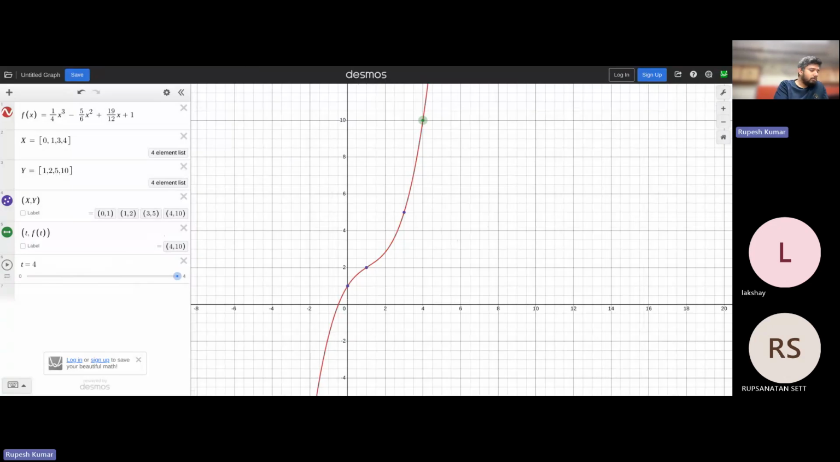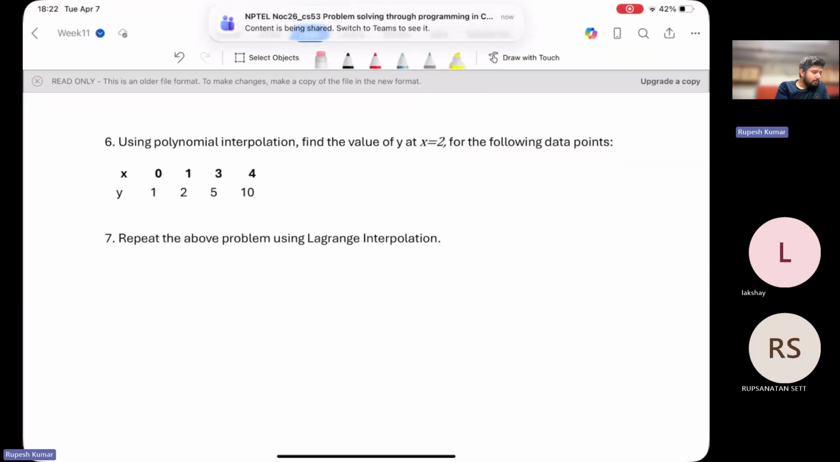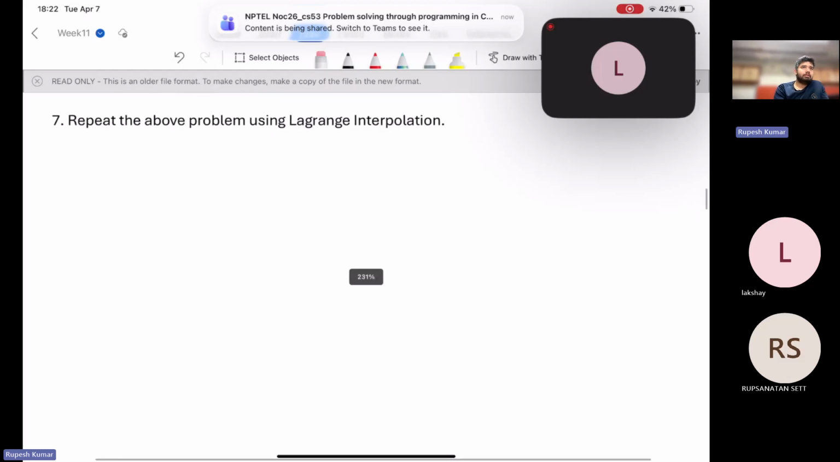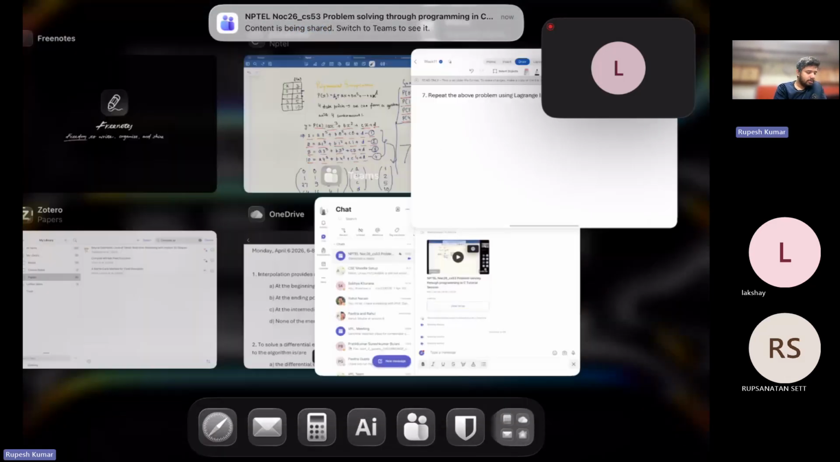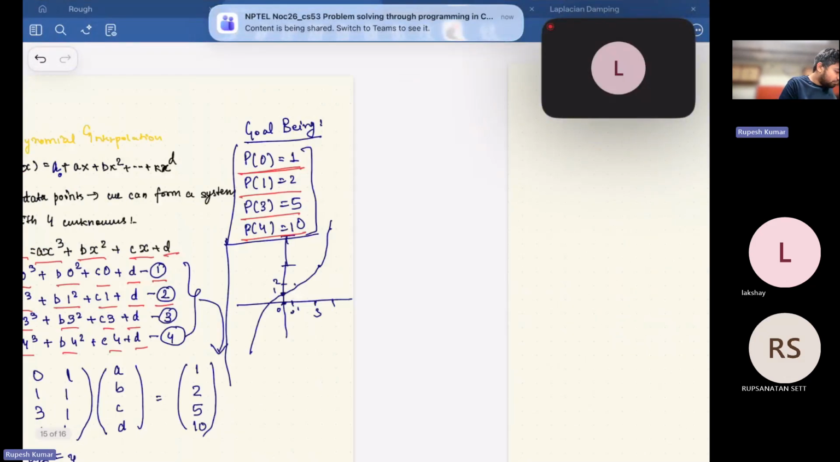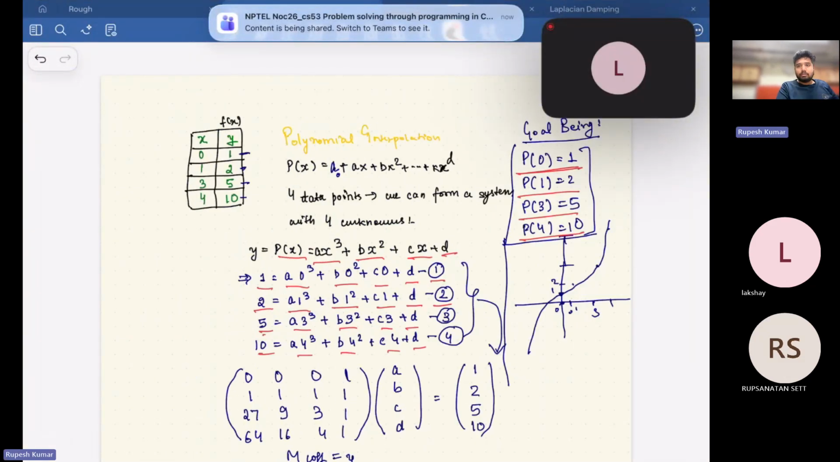Now, the next problem that we have to solve here is, share screen. The next problem is we need to solve the above problem using Lagrange interpolation, right? So again, let's go back to our notepad in our tab. So now let's copy my set of data points.